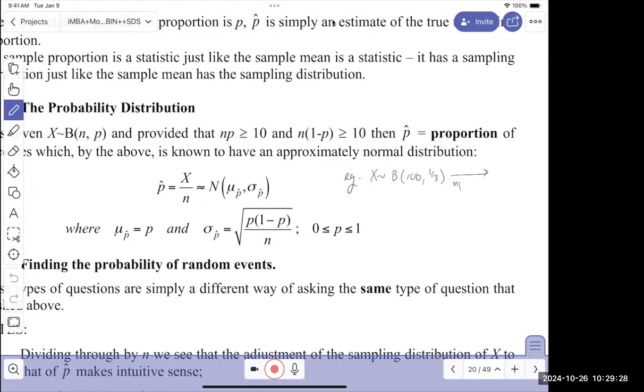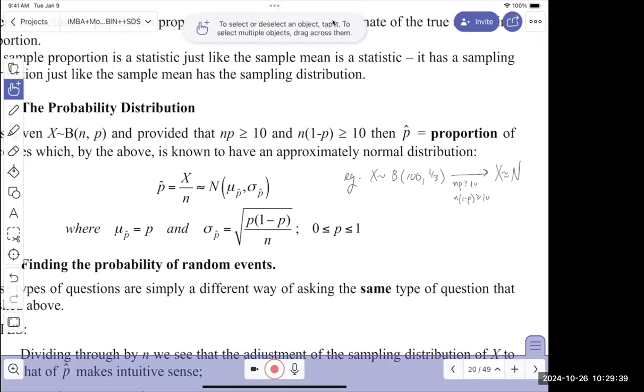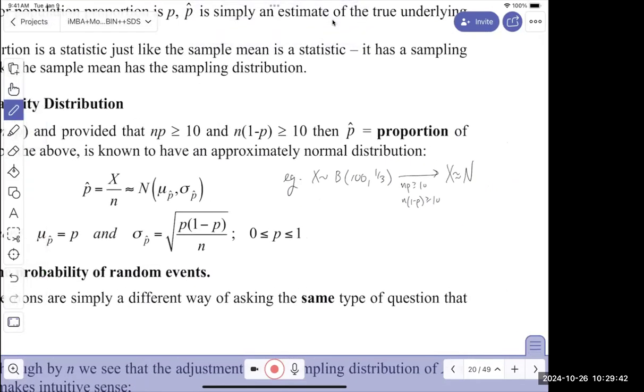Since N times P is greater than or equal to 10, and N times 1 minus P, which we checked, was greater than or equal to 10, then X was approximately normal, with a mean of NP and a standard deviation of the square root of NP(1 minus P). This is all going to come into practice. We're just nailing down these calculations. And we actually found that this was 33.33, and we found that was 4.71, right?